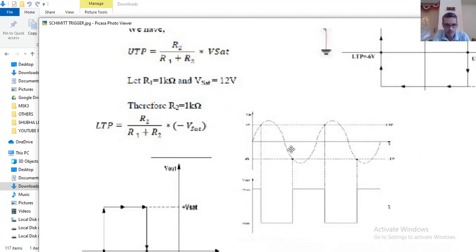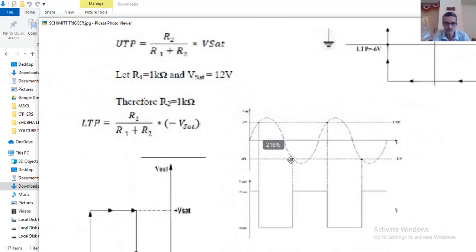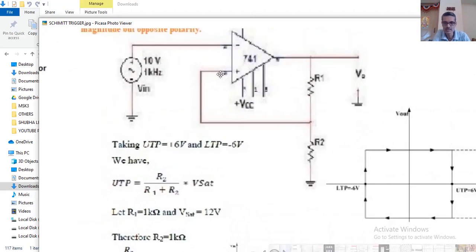It remains in the minus Vsat. When the input goes below minus 6 volt, say in my circuit here, if this is minus 7 and this is minus 6, this is more than this, right? So the output changes to plus Vsat.